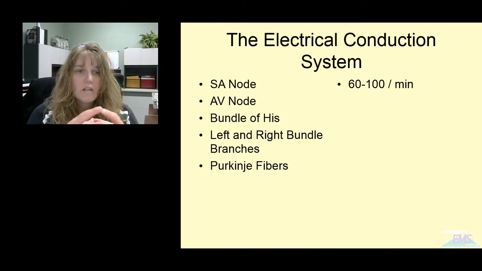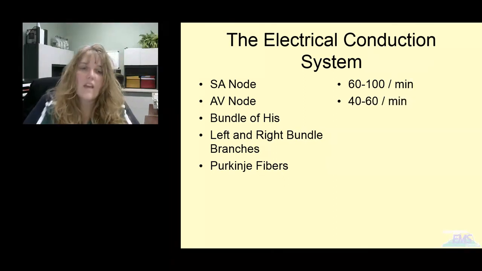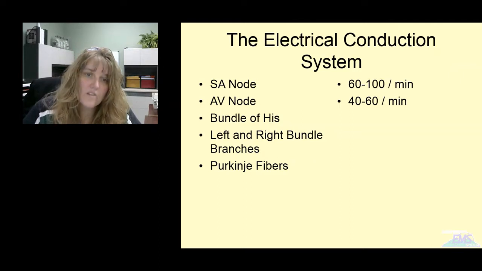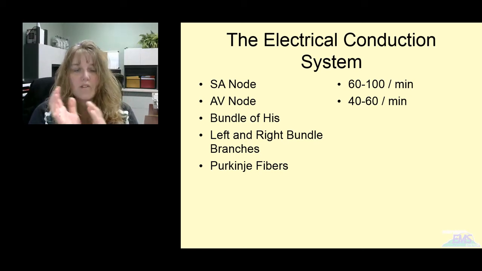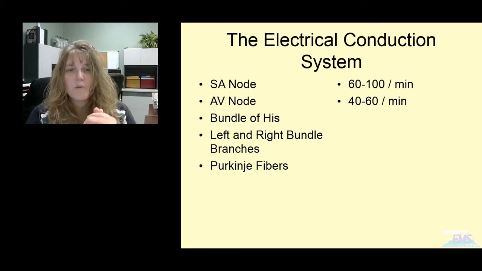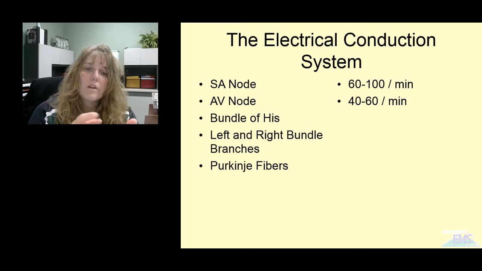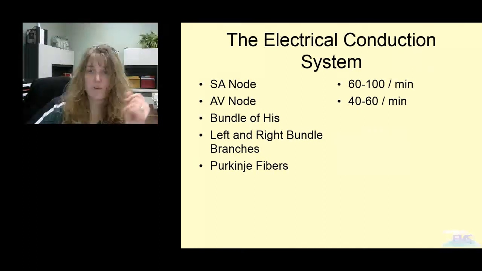If for some reason the SA node does not fire or refuses to work properly, then the AV node will take over. The AV node fires at a rate of 40 to 60 beats per minute. Because the AV node and the bundle of His are very close together, although it depends on who you talk to, some say the bundle of His doesn't have its own intrinsic rate. But per the textbooks that we utilize for the paramedic program, your bundle of His has an intrinsic rate of 40 to 60 beats per minute as well, because it's right there with the AV node.